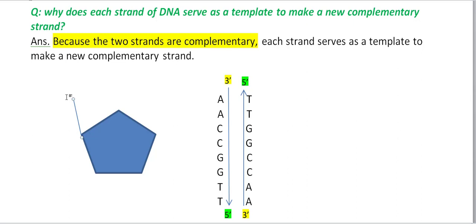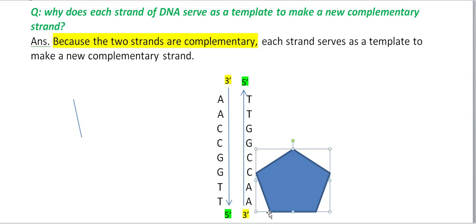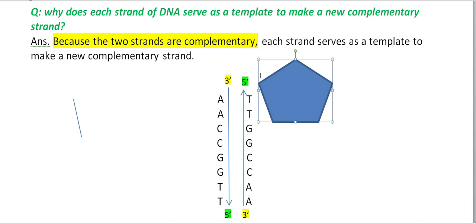This carbon is 3 prime. So this sugar begins like that, so it is called 3 prime. Finally, this sugar located here is called 5 prime because the final carbon is located in the 5th carbon in the sugar.